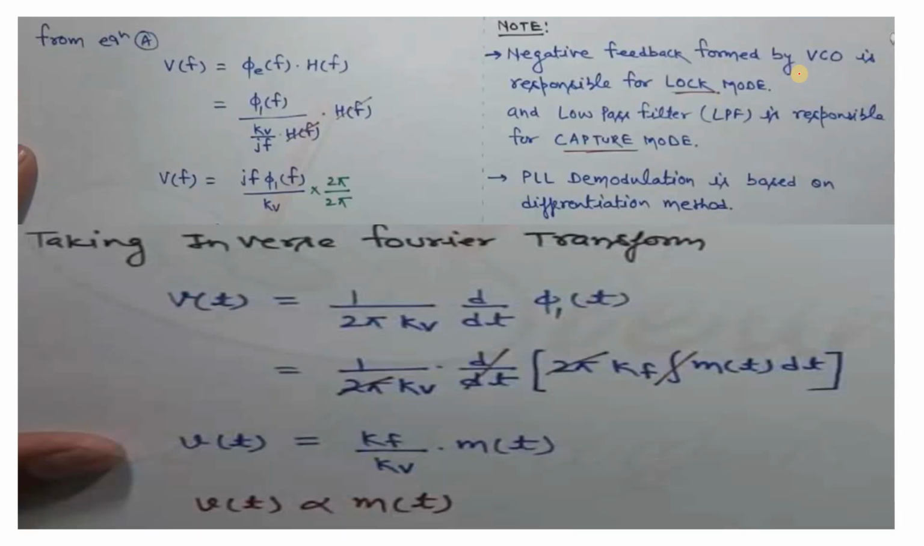Here kf is nothing but the frequency sensitivity, and kv is the voltage sensitivity. This is the total scenario. Finally, we can conclude that the output of this PLL is directly proportional to m(t).